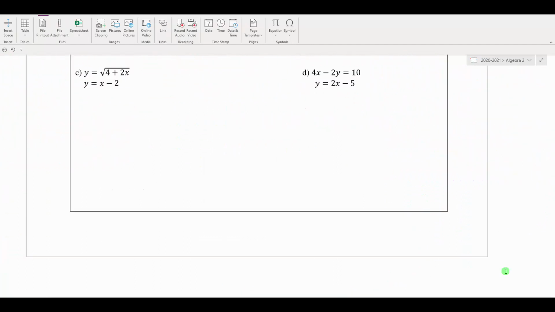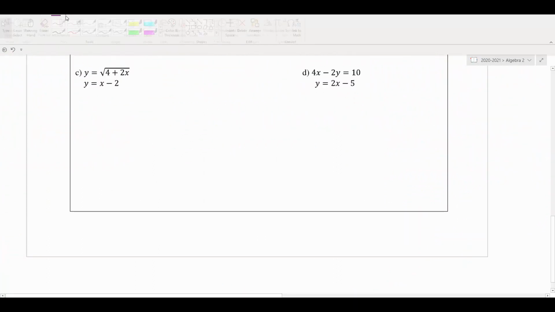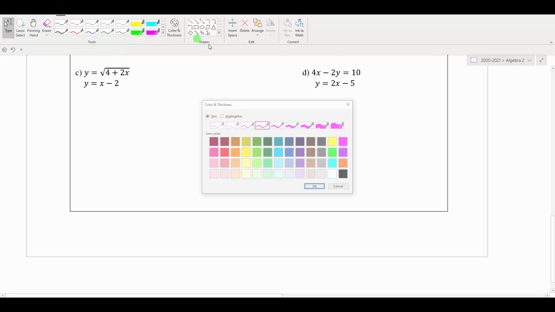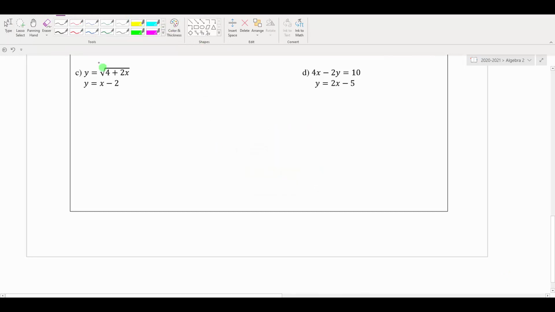At problem C, we're going to use the same strategy that we used before, where we take the two functions and we set them equal to each other. So I'm going to take this first one, the square root of 4 plus 2x, and I'm going to set it equal to x minus 2, just like I did in the previous problems. I'm going to draw my line, and I'm going to start trying to move things around and manipulate this and see what happens.